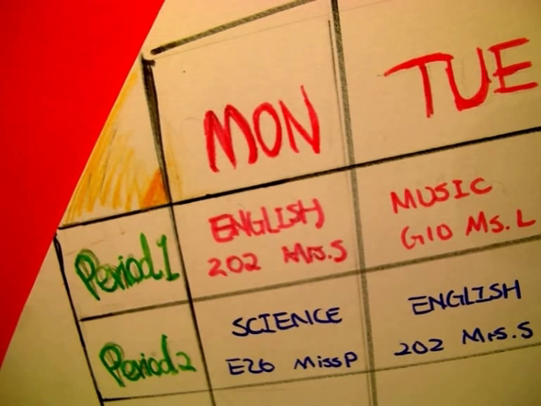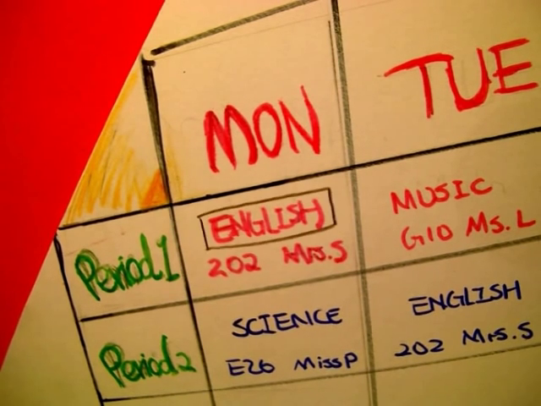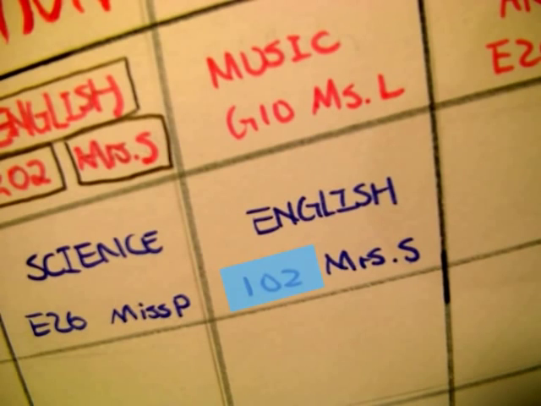Here is your timetable. Your timetable tells you everything you need to know about your classes. It says here your first class is English. Then it tells you which room the class is held in and the name of your teacher. Lastly, it gives you a code unique to your class.